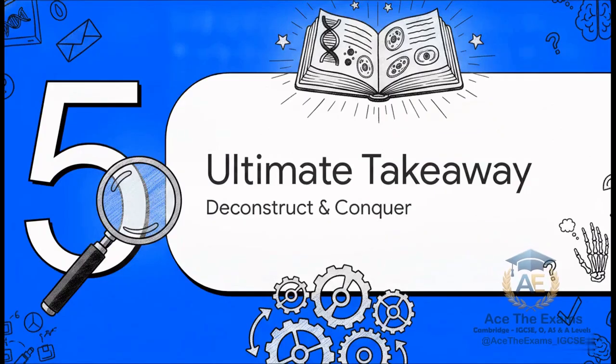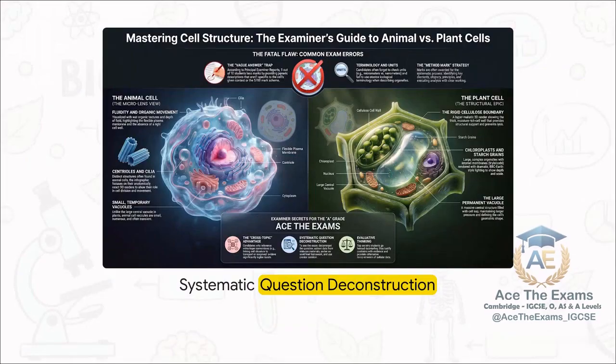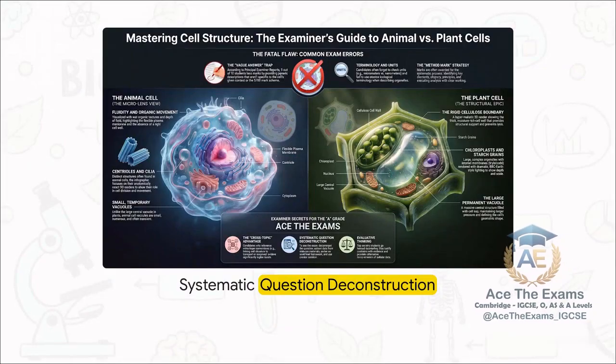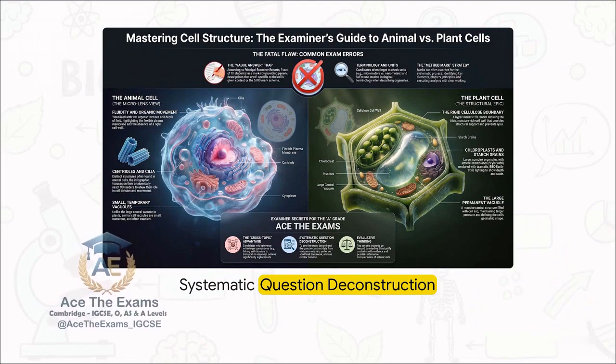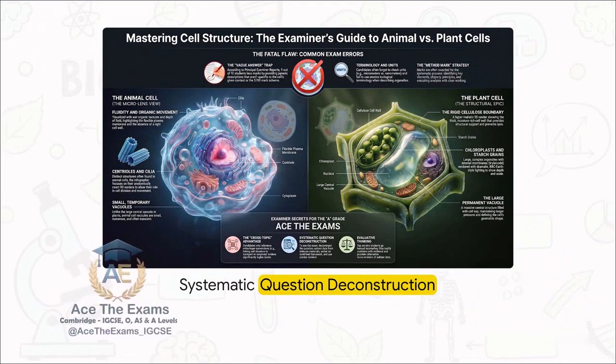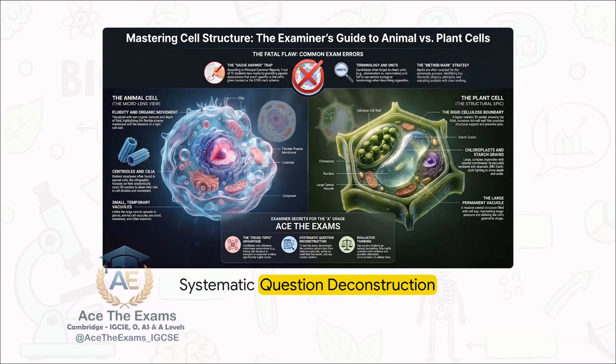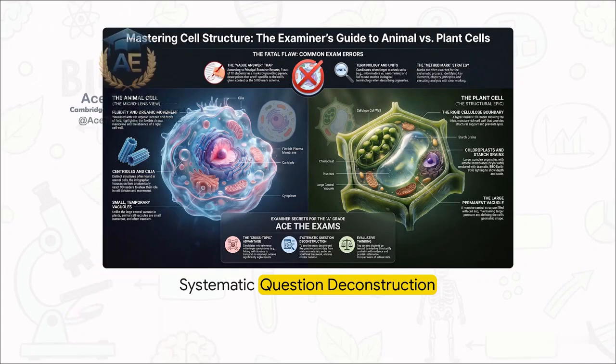Section 5, your ultimate exam takeaway. All right, we have covered a massive amount of ground today. Let's recap the absolute core message of this explainer. Before you even think about writing a single word about animal or plant cells, you must systematically deconstruct the question. Ask yourself, what is the actual command word here? Are they asking you to merely describe the fluid plasma membrane, or are they asking you to explain the function of the rigid cellulose boundary?